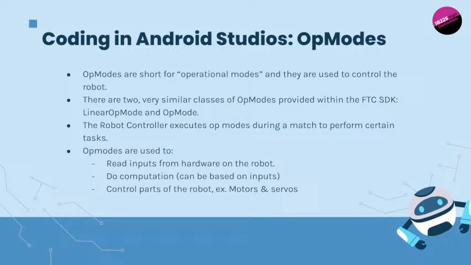You can use op modes for basically three main things, right? You want to read inputs from hardware on the robot, like a sensor. You want to do some kind of computation, maybe based on those inputs. And then with the op modes, you want to control parts of your robot, like the motors or the servos.